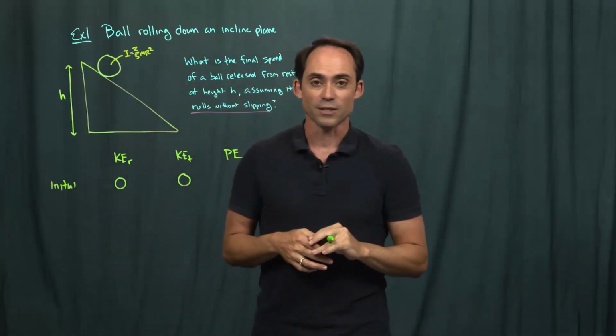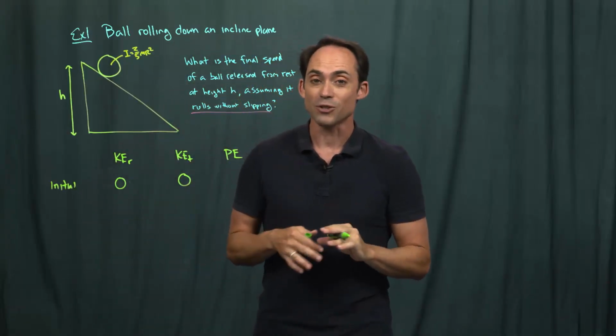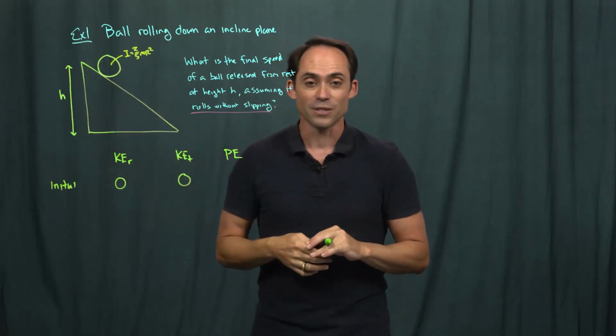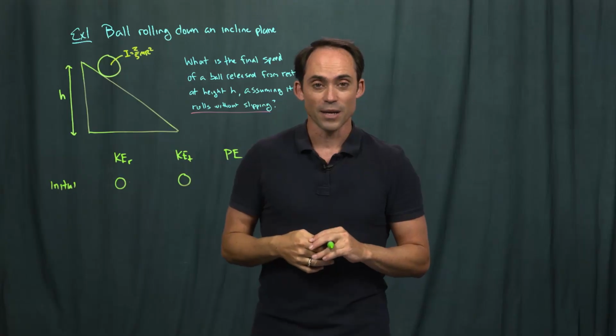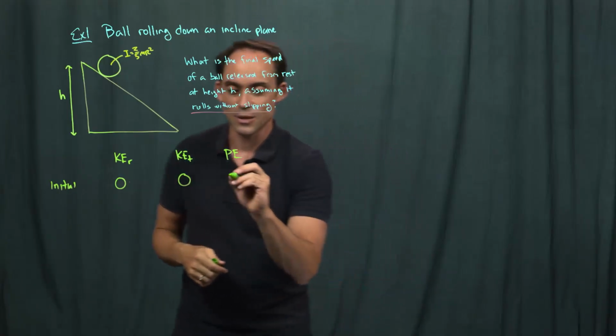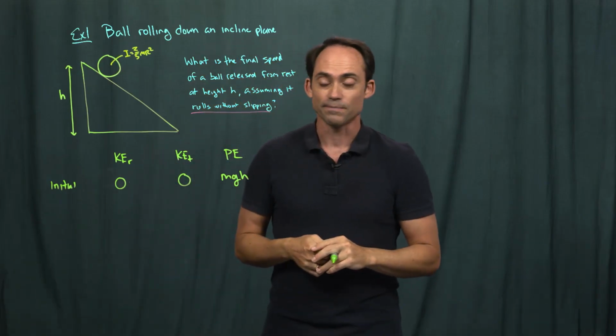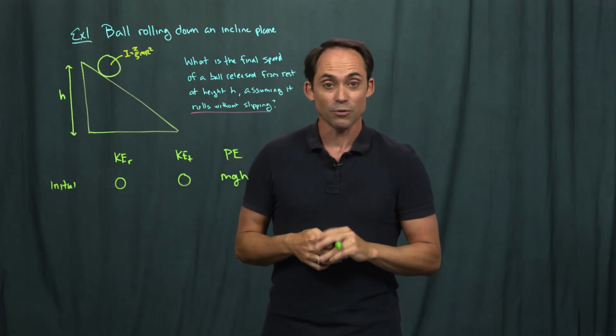energies, starting from rest. However, there is an initial potential energy in this problem because I've set this ball up a height h above this, up on this inclined plane. And we know from potential energy that that's just equal to mg times h for a potential energy term. So that's all of the initial energy for our problem.